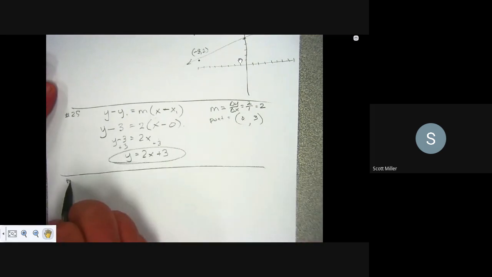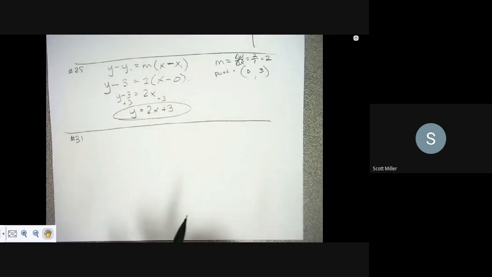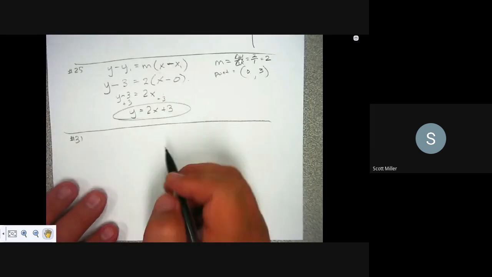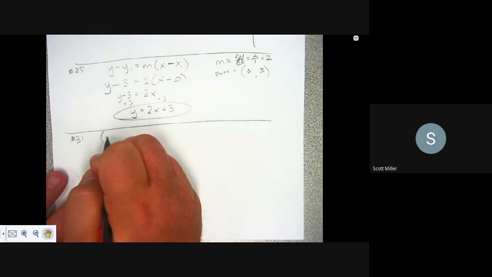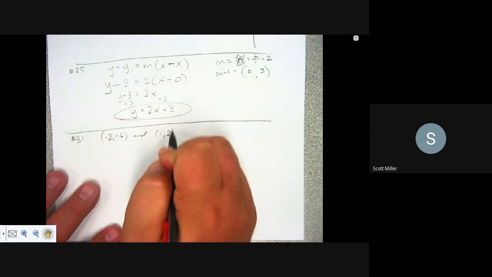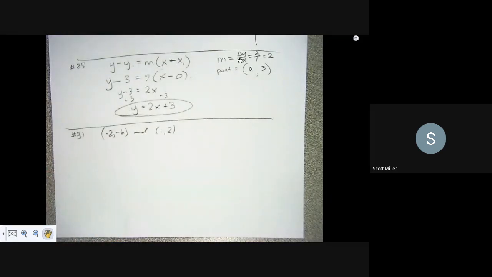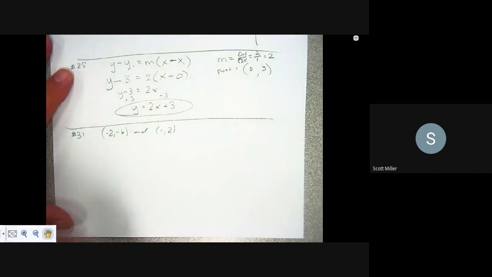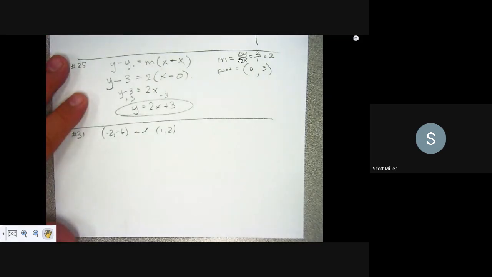You also wanted number 31 on this page. 31 is just another look at writing the equation of a line. This time they just gave you 2 points, and you need to write the equation of a line. It should be an automatic mantra for you: how do I write the equation of a line? I need a point and I need a slope. I have 2 points, so you can just pick any one that you want. So really this problem boils down to finding the slope.